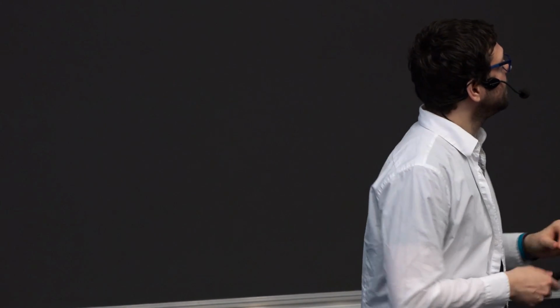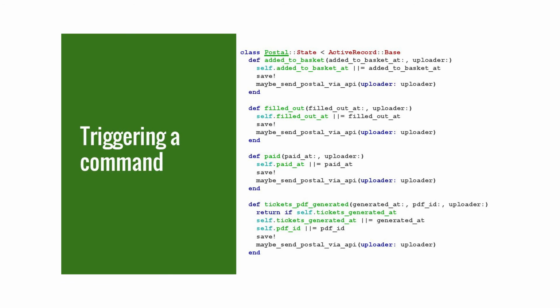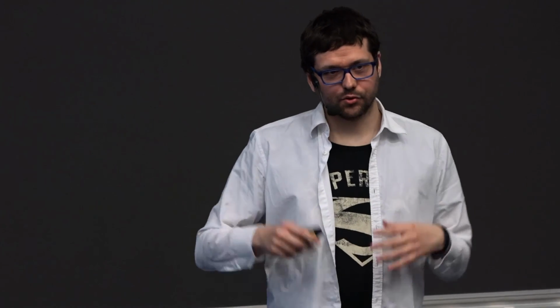And now we call the filled out method, we pass current time, and we pass an adapter, okay? This is what we do. And then we have 4 methods which are very similar. They do nothing else, but they just update a Boolean flag. It's just not Boolean, but the time, but it doesn't matter. It's just like a Boolean flag. They save the state, and they try to trigger the command, okay? Maybe send via API, okay?